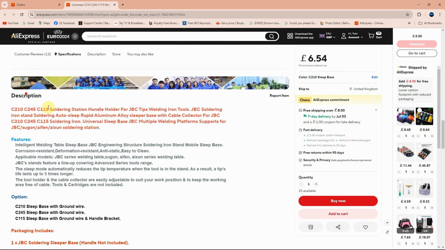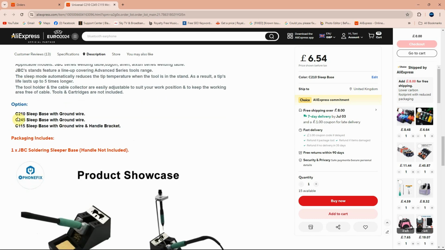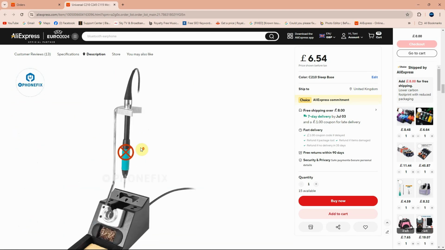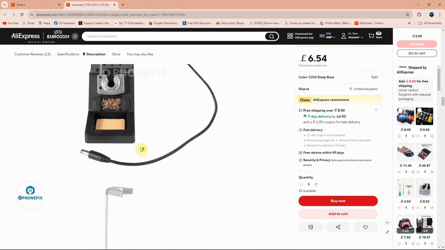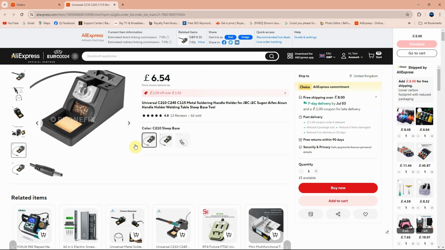So here in the description is the same as the title. Feature intelligent welding table. The slip mode automatically reduces the tip temperature when the tool is in the stand. As a result, the tip's life lasts up to 5 times longer. It says that the C210 needs a slip base with ground wire, and this one, because the T12 is different, so that's why. It doesn't say the difference between one and another. I'm not sure why there are two advertisers that you can choose between, if it doesn't say what the difference is.